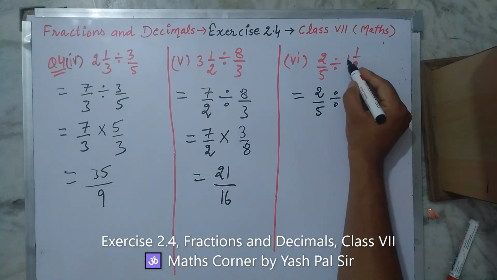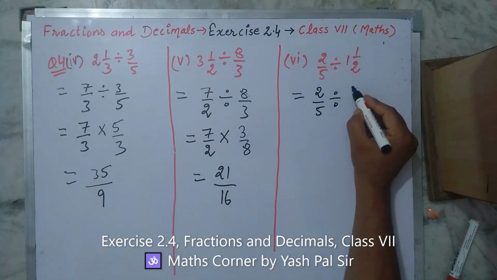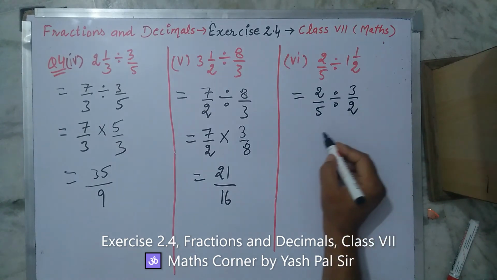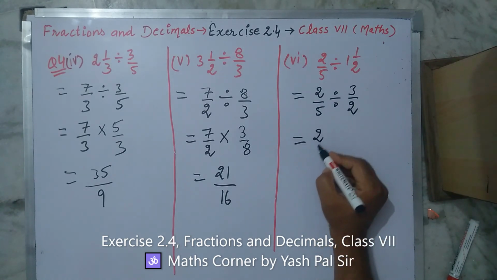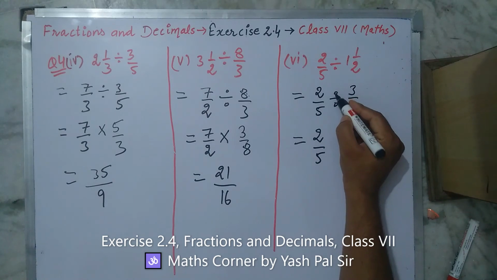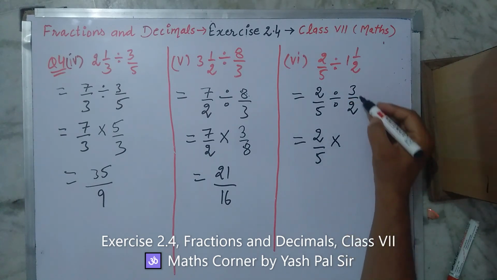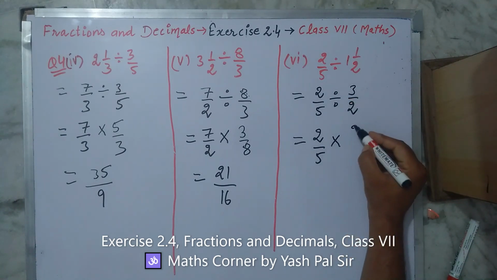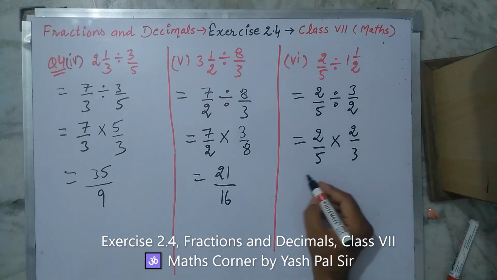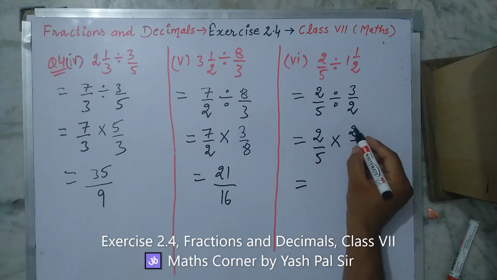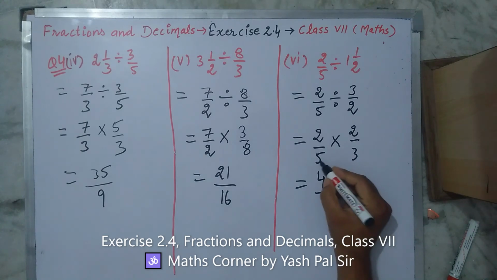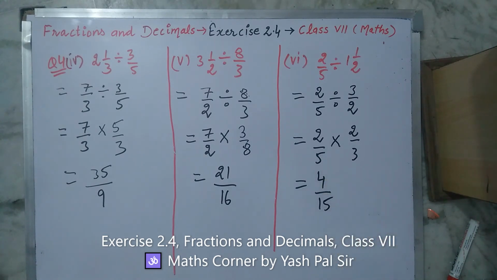Sixth part, 2 upon 5 divided by. This means 2 into 1, 2. 2 plus 1, 3 upon 2. Next is 2 upon 5. Convert divide into multiplication. Reciprocal is 2 upon 3. So how? 2 into 2, 4. 5 into 3, 15.